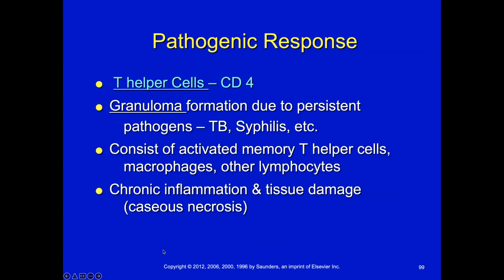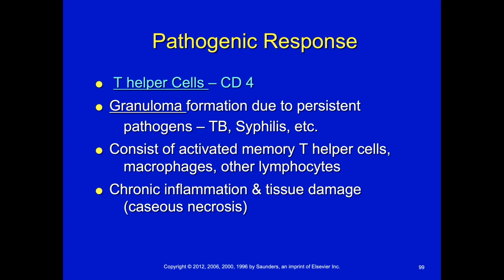So the pathogenic response involves the T helper cells, the CD4 cells. And what happens is that because of an excessive response, they are involved with the granuloma formation. And we've talked about granulomas in my past 2 lectures already. So remember, the granulomas form because there is a persistent pathogen that the body is unable to eradicate. And typically we see that in TB, syphilis, and various fungal infections and some other situations.